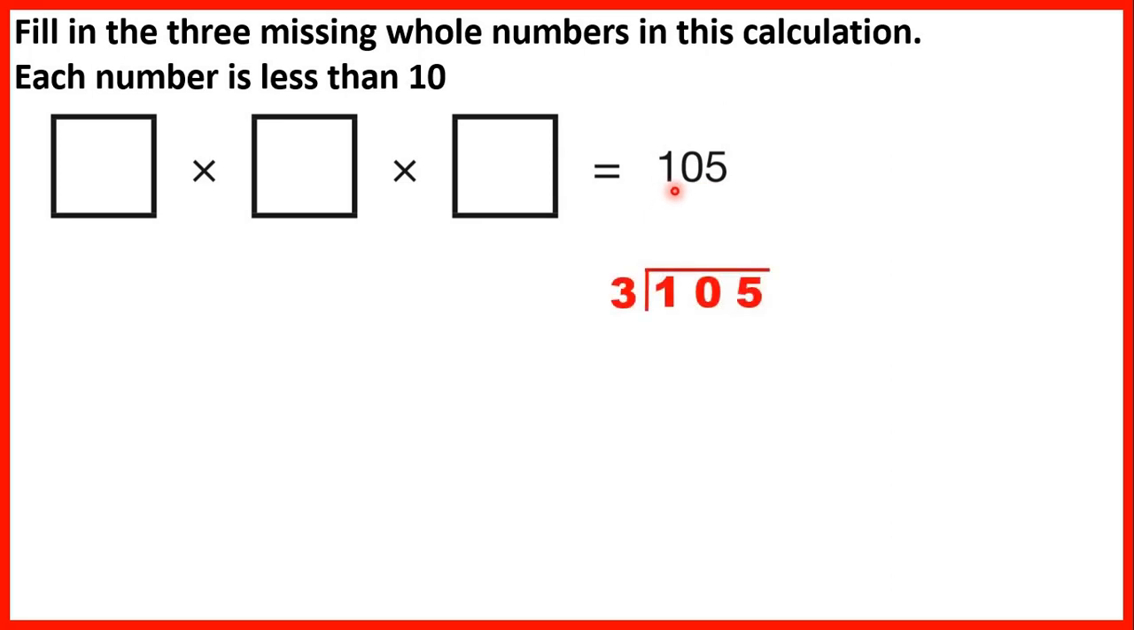So let's try dividing 105 by 3 to see if this number here might be a 3. We can use short division and we get 35. So 35 times 3 is 105. So if this number here is a 3, then our other 2 numbers will need to give a product of 35. And 7 times 5 is 35. So our numbers could be 7, 5 and 3. 7 times 5 is 35, and then we know that 35 times 3 will be 105.